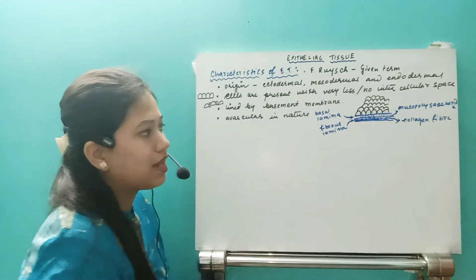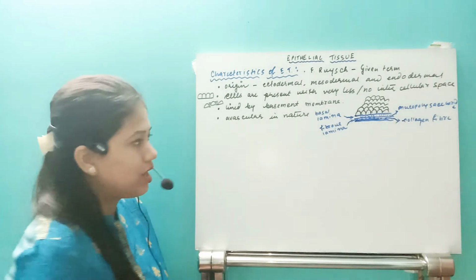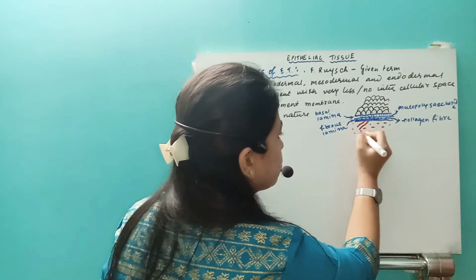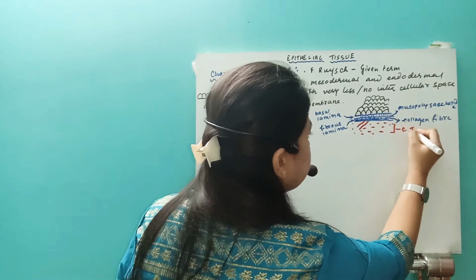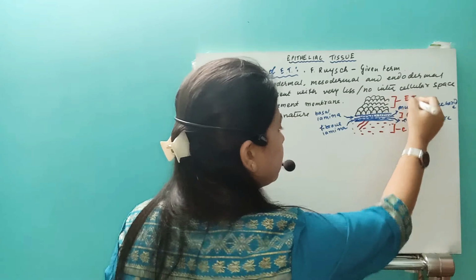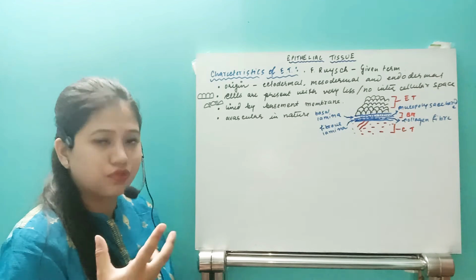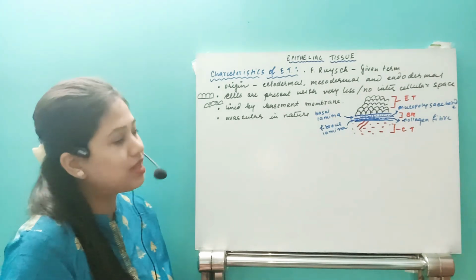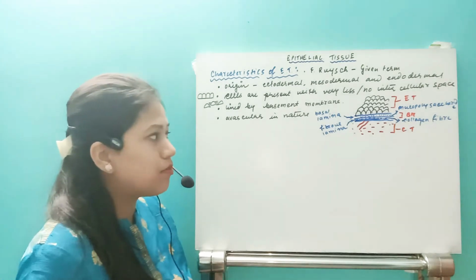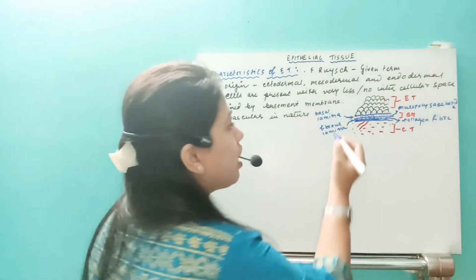And as I told you, beneath this we have connective tissue, right? In this connective tissue, the blood vessels are present. So suppose this is the connective tissue, this is the basement membrane, and this one is the epithelial tissue. From the connective tissue, the blood vessels give the nutrients and gases, and these are diffused into the basement membrane. Now this basement membrane will supply the nutrients to the layer above.